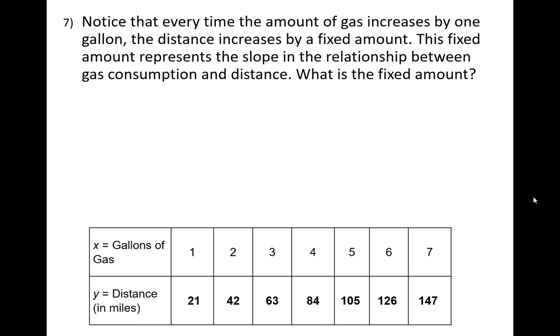Notice that every time the amount of gas increased by 1 gallon, the distance increased by a fixed amount. This fixed amount represents the slope in the relationship between gas consumption and distance. What is the fixed amount? This fixed amount from here to here was 21 every time. So if we think of each one of these changes as being 21 miles, you can see that each one of these changes was 1 gallon.